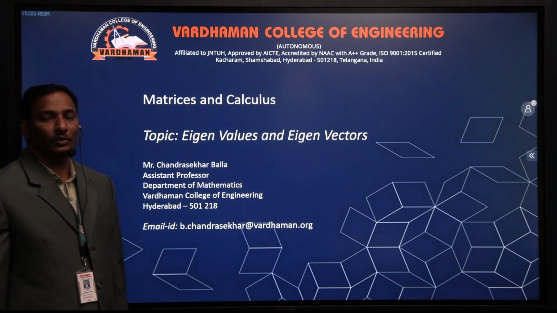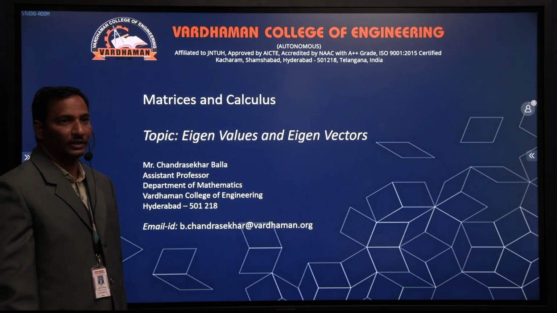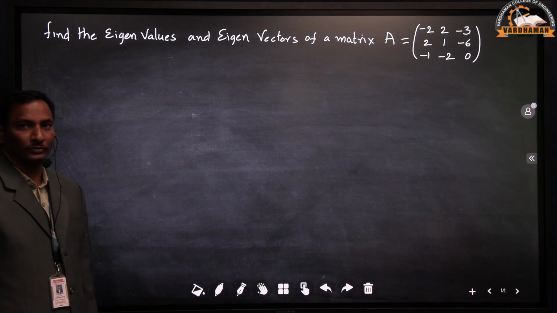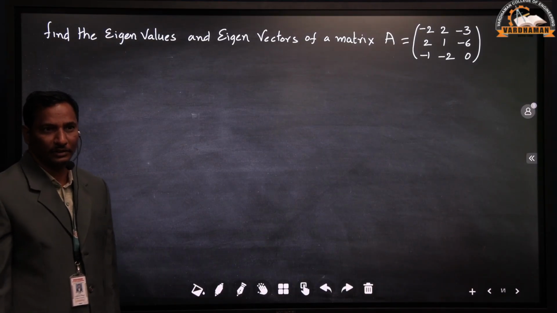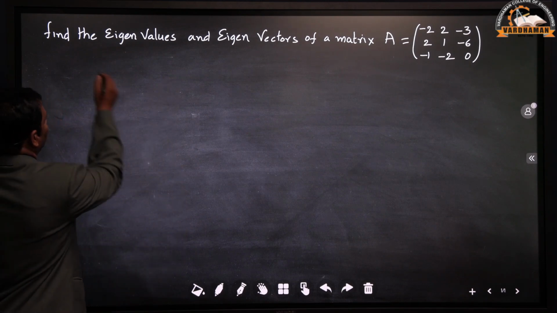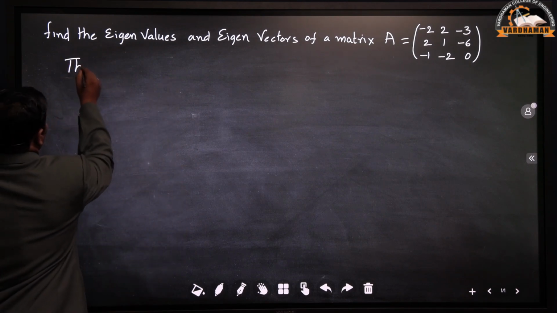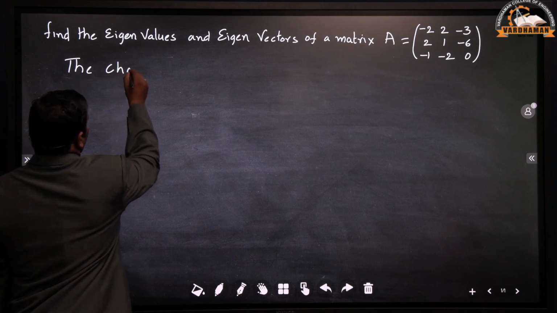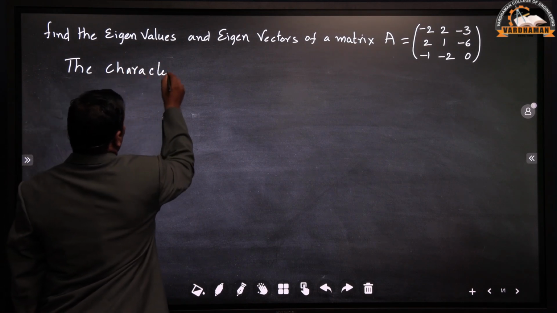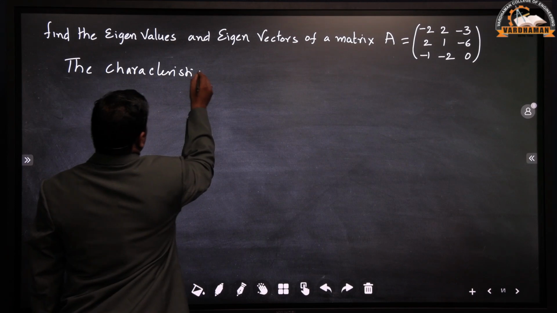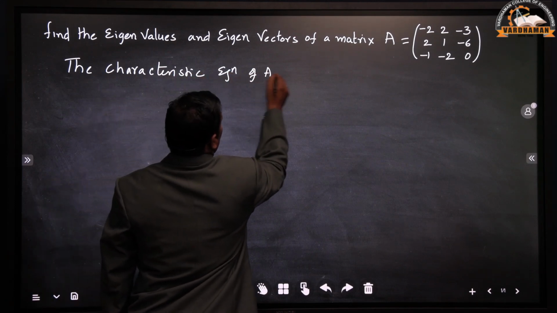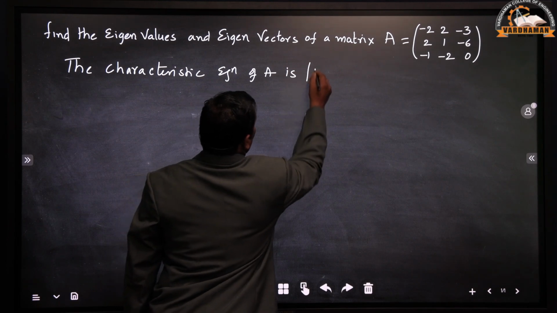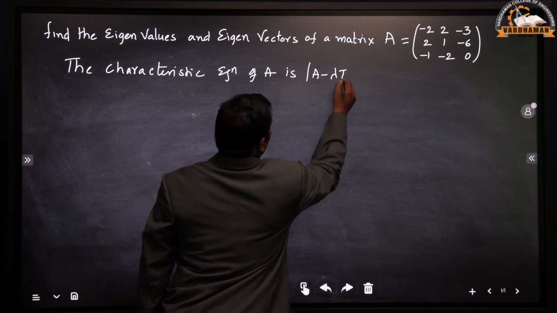So in this video we learn how to find out the eigenvalues and eigenvectors of a matrix. So let us find the eigenvalues and eigenvectors of a matrix A. First, write the characteristic equation. The characteristic equation of the matrix A is given by det of A minus lambda I equals 0.